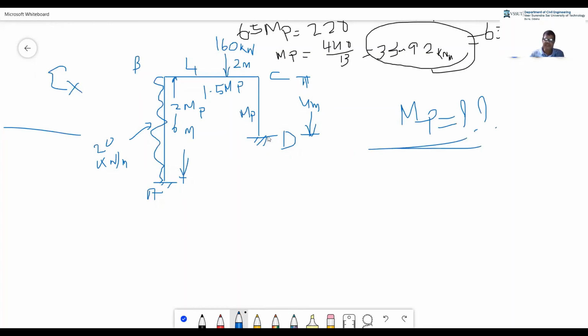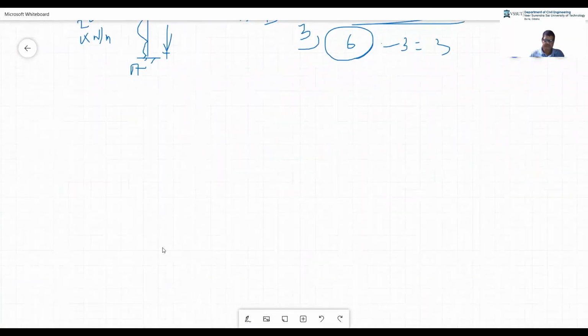Now, 3 by 3 means there will be 3 static indeterminacy. Hinges: 1, 2, 3, 4, 5, 6 hinges. So there will be 3 mechanisms: one is the beam mechanism in AB, beam mechanism in BC, and the sway mechanism. So 6 minus 3 will be 3 mechanisms. Let us discuss the mechanisms one by one. Let us go for the first mechanism.